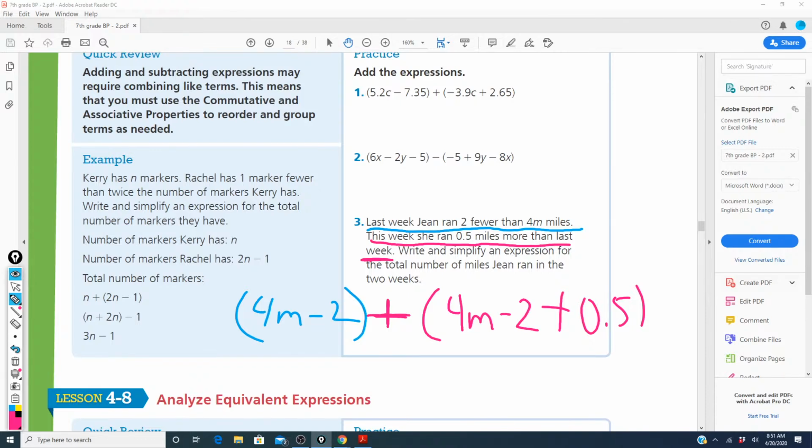This right here, Nick, is in topic 4. I'm in 4.6, 4.7. It's about adding and subtracting expressions. Okay.